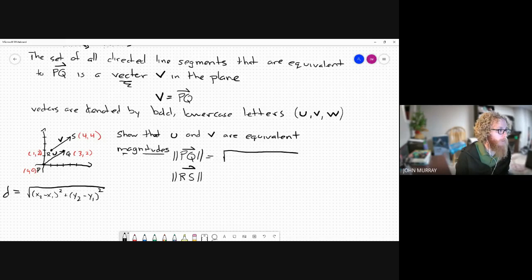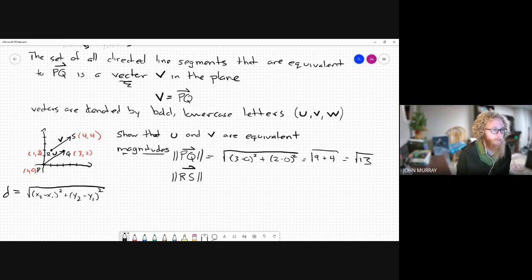So for PQ, let's say this is x2 and y2, and this is x1 and y1. So I'm going to have 3 minus 0 squared plus 2 minus 0 squared. This is 3 squared, which is 9, plus 2 squared, which is 4. So we get the square root of 13. I'm going to leave it like this. It's a lot easier looking at the square root of 13 than 3.4 or something.